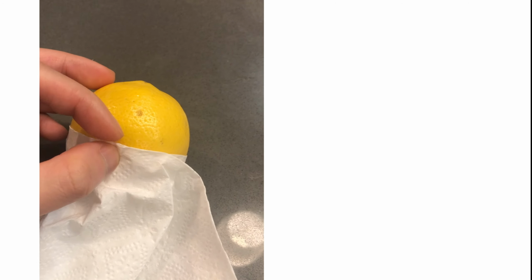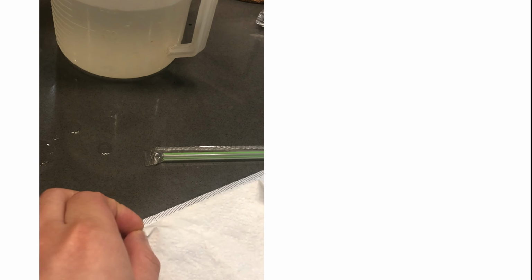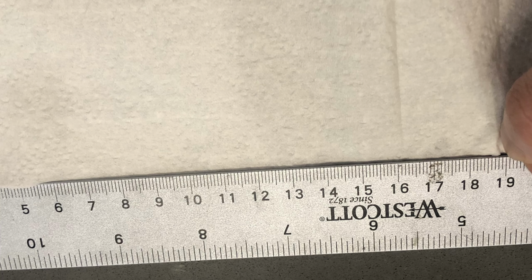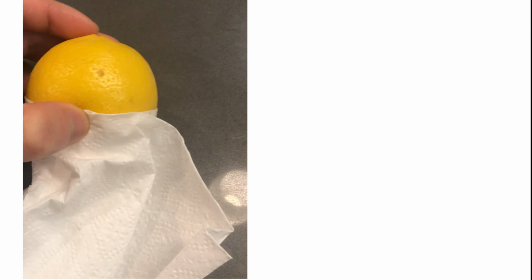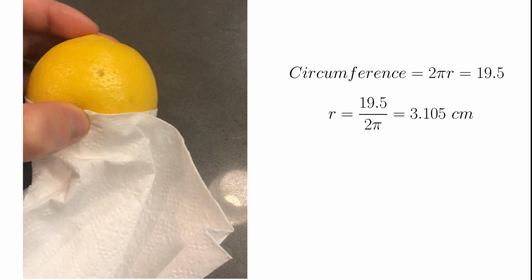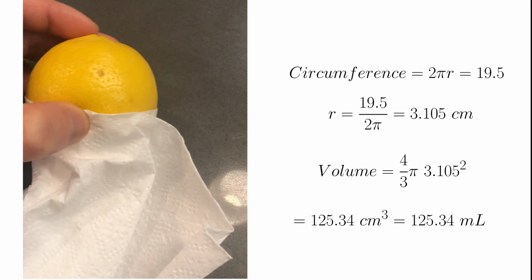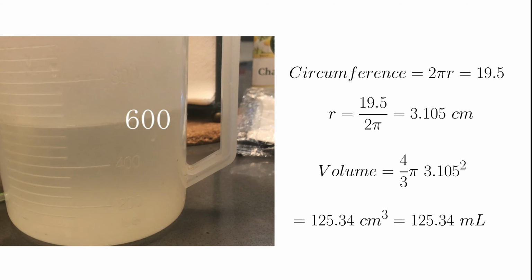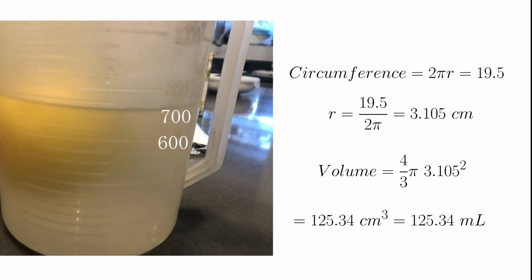Now if I put my lemon over here and then mark it, it's not very accurate, but I can try to measure the circumference. So let's put this right here and try to measure it. It's not very clear here, but it's about 19.5 centimeters. So let's try to calculate the volume with this 19.5 centimeters. We find the radius, we plug it into the volume, and we find that it is 125.34 centimeters cubed, which is the same as milliliters. And if we compare it to our original photos, we see that it is pretty close, because in this photo the difference is about 125.